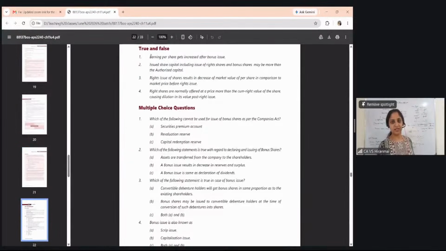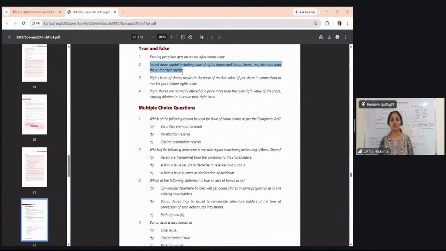Now let us go and see very quickly true or false questions and the next one, so that we'll complete it. Earnings per share gets increased after the bonus issue. False. Earnings per share gets decreased because when the number of shares increases, you cannot have more earnings, but it will decrease. Issued share capital, including issue of right shares and bonus shares, may be more than the authorized capital.